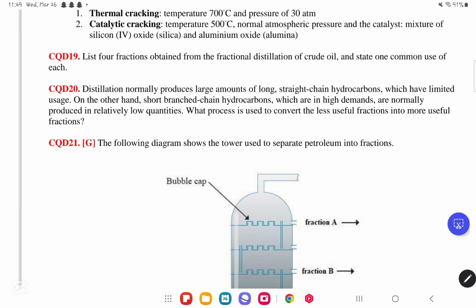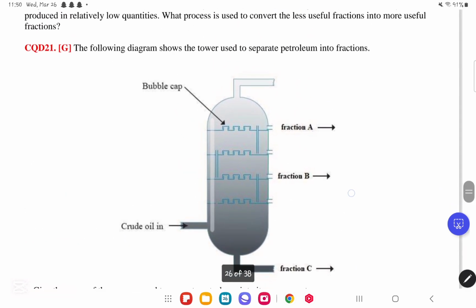We move on to CQD number 20. They told us distillation normally produces large amounts of long straight chain hydrocarbons which have limited usage. On the other hand, short branch chain hydrocarbons which are in high demand are normally produced in relatively low quantities. What process is used to convert the less useful fractions into more useful fractions? This is a process called cracking. You will crack the long chains into smaller chains. You get what I mean. Okay, so now we move on to CQD number 21, grid.